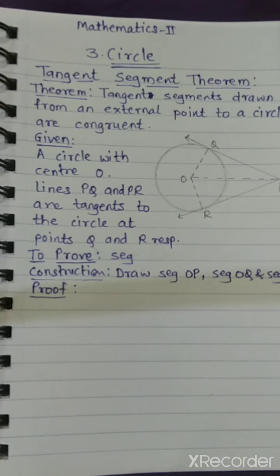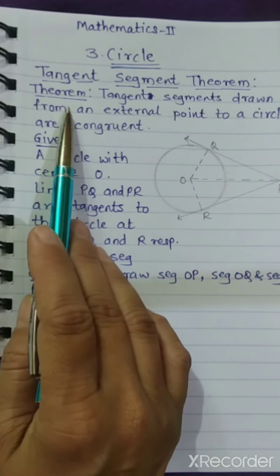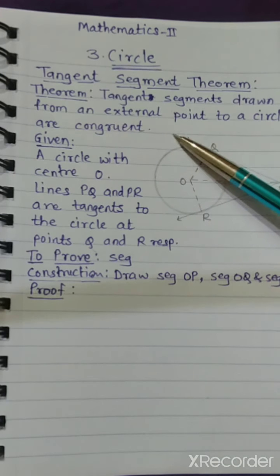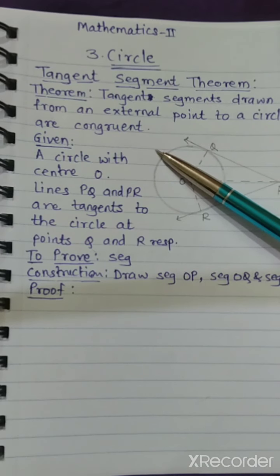Hello friends, we are learning Mathematics Part 2, chapter number 3, Circle. Today we are going to learn the tangent segment theorem. What is the statement of this theorem? Tangent segments drawn from an external point to a circle are congruent.